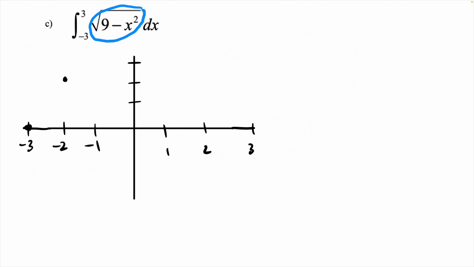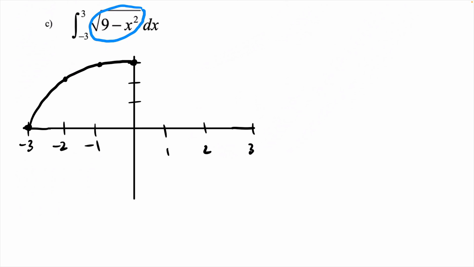Negative 1 squared is 1. 9 minus 1 is 8. The square root of 8 is almost 3. So I'm going to put one almost 3. At 0, 9 minus 0 is 9, and the square root of 9 is 3. So what it's doing is creating something like that, with a curve.